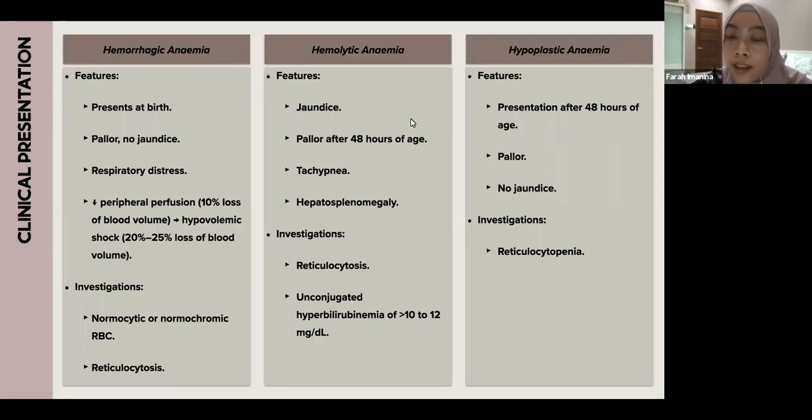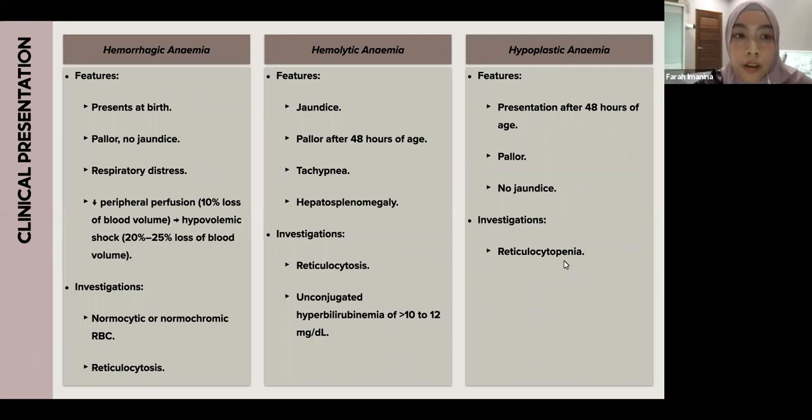Okay, and then for hypoplastic anemia, from what I read, usually a case of hypoplastic anemia will come gradually, usually with chronic anemia, and they can present several weeks after birth. Okay, so they can come with pallor, no jaundice, and on investigation, since it is hypoplastic, there is reticulocytopenia.